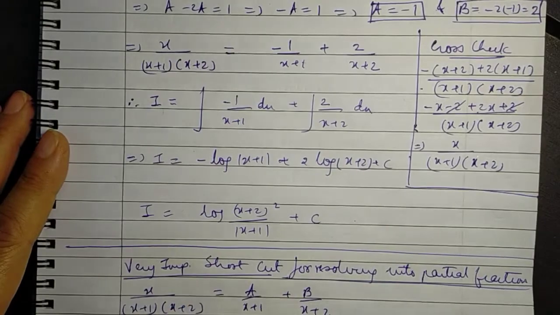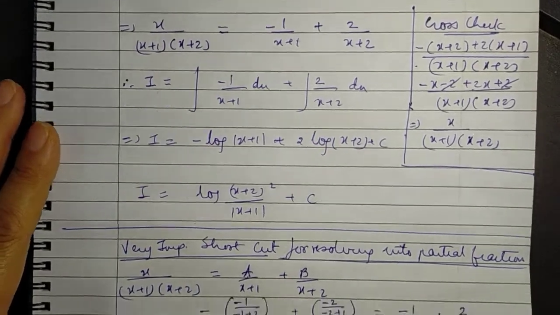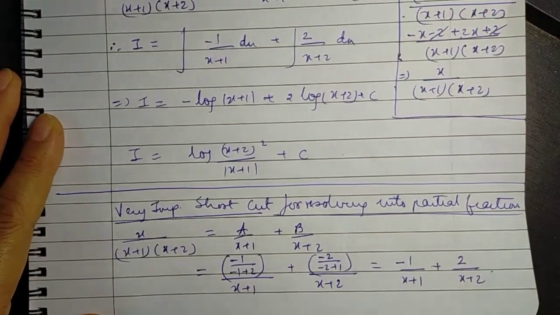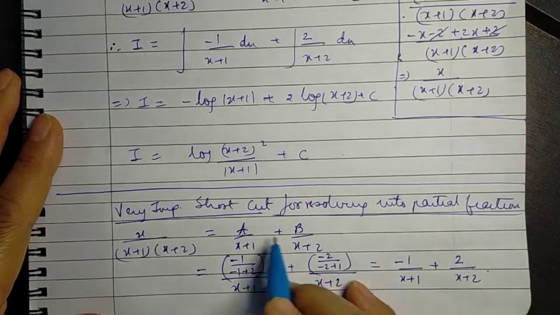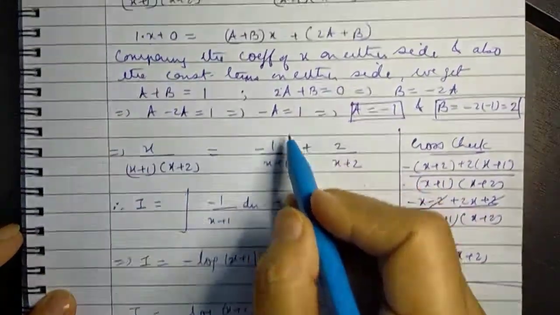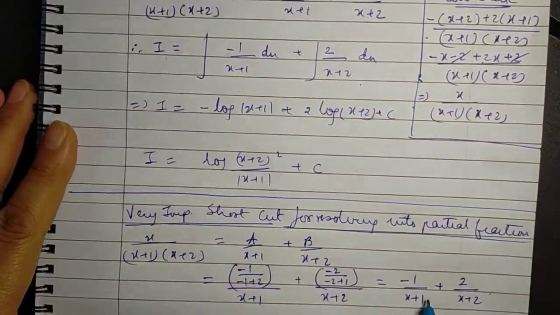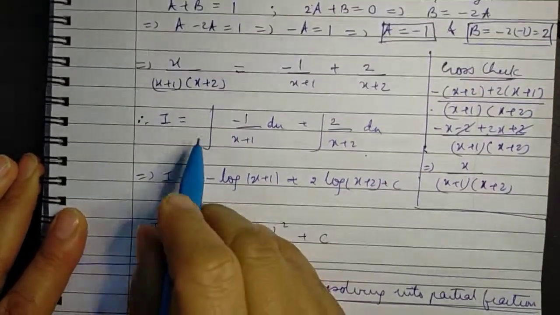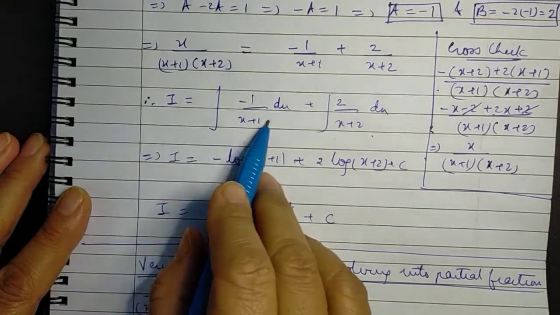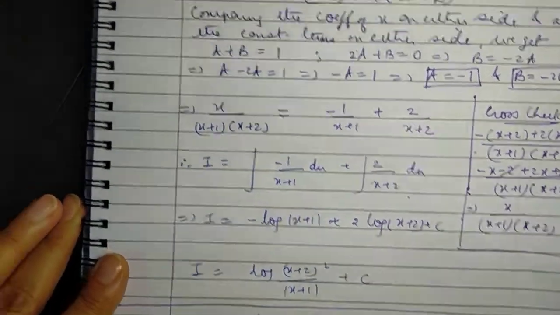So using this method, you can easily do it even in your boards. Directly use the shortcut method and find this. It saves a lot of effort and a lot many steps. Directly use the shortcut method and resolve into partial fractions, and then proceed further by evaluating the integrals. So let's take up another question where we will use it again.